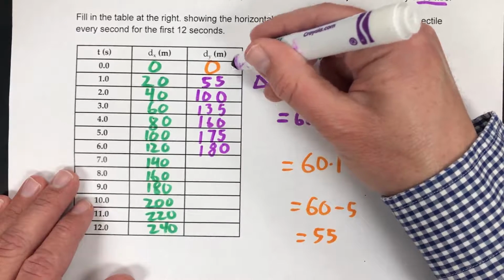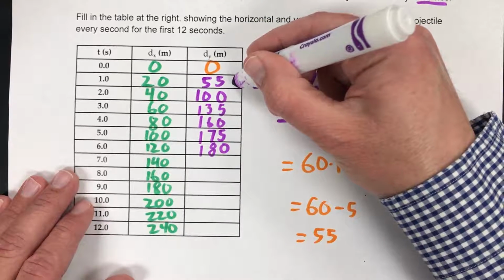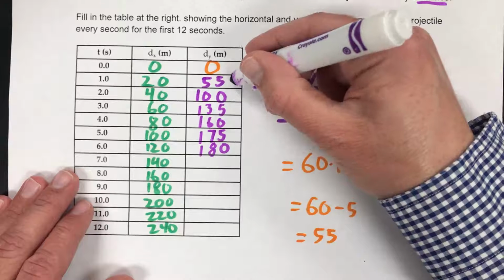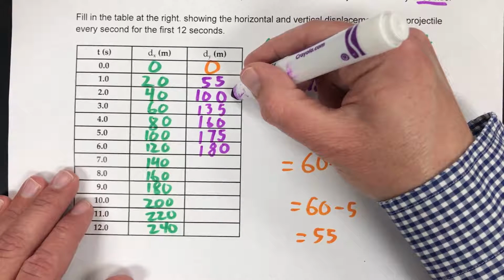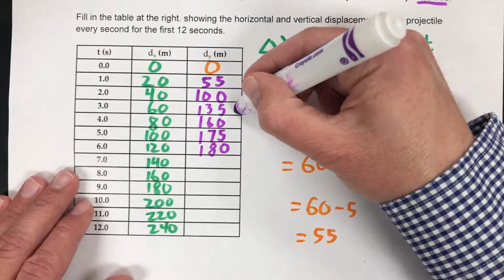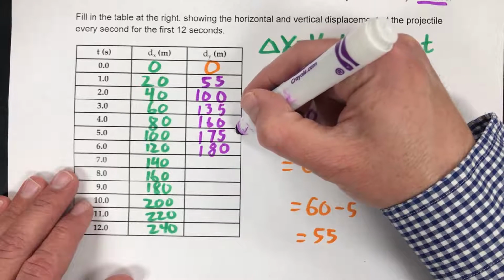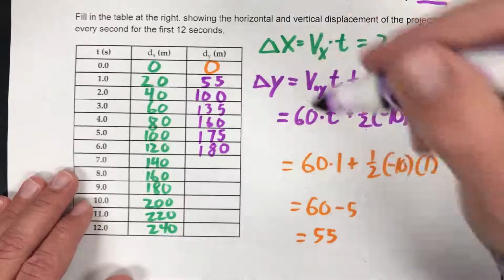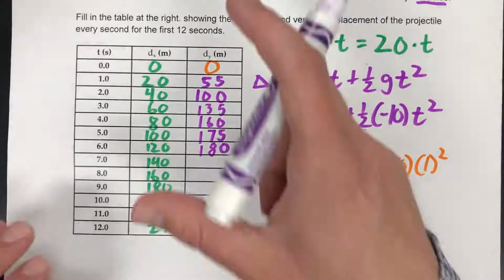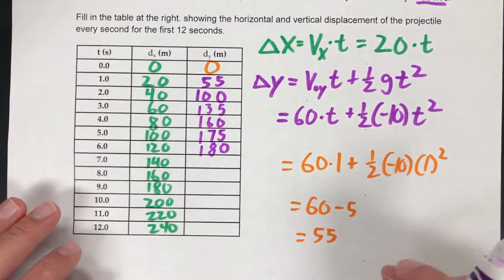Now, one thing I want to do here real quick is look at this. Here we jumped up by 55 meters from 0 to 55. Then from 55 to 100, we jumped up 45 meters. And then we jumped up 35 meters, and then we jumped up 25 meters, and then 15 meters, and then 5 meters. So there's actually another little pattern sort of hidden within that table there.